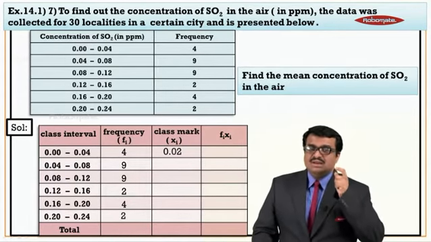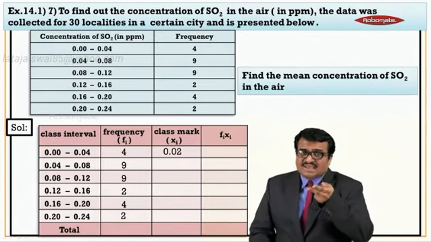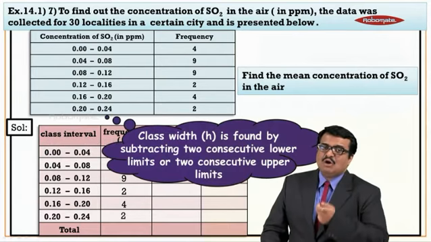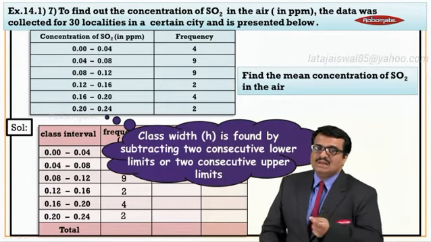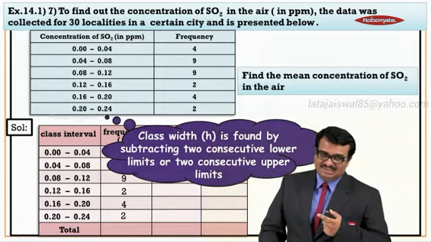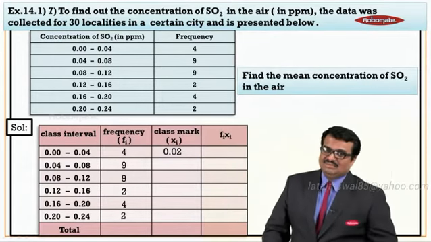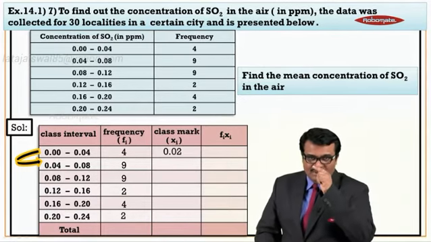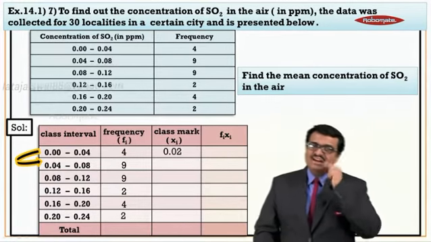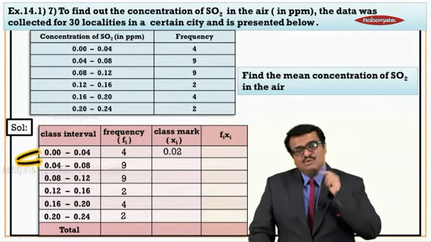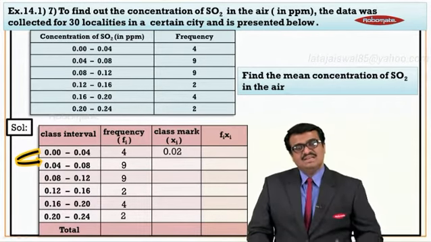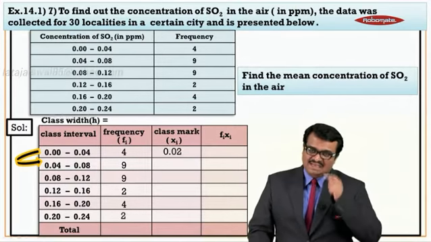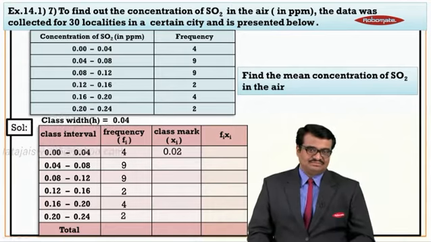After finding the first one, check what is the class width. How do you obtain class width? Class width h is found by subtracting 2 consecutive lower limits or 2 consecutive upper limits. Now if you see these limits, the first lower limit is 0.00, and the second lower limit is 0.04. Just subtract the 2 consecutive lower limits. 0.04 minus 0.00 gives you how much? The class width is 0.04.